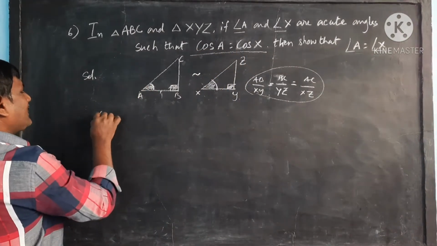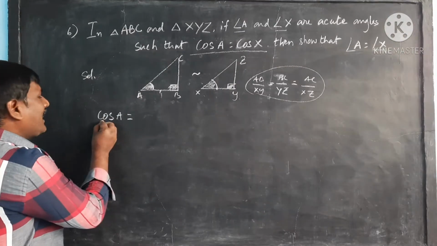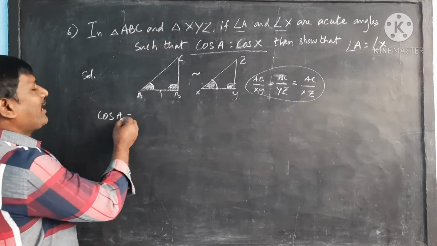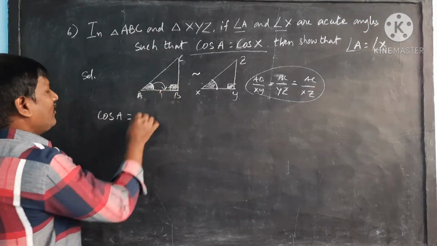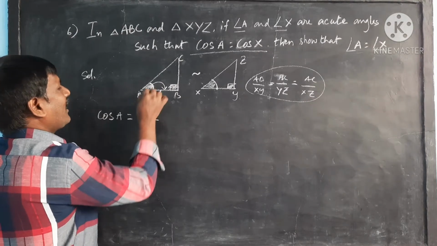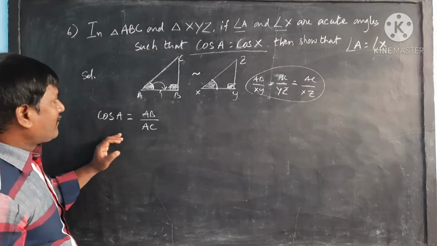Now write cos A. Cos A means the side adjacent to angle A divided by the hypotenuse. What is the side adjacent to A? That is AB. You can write AB by the hypotenuse, which is AC. This is from triangle ABC.